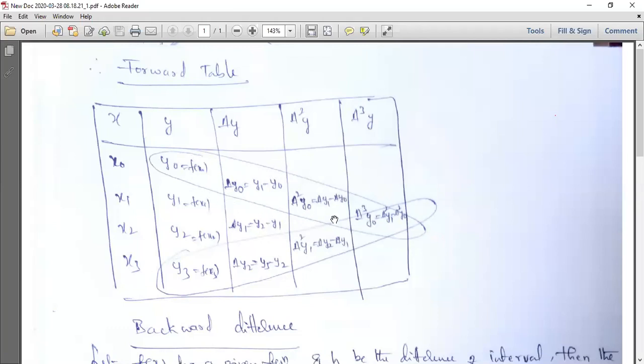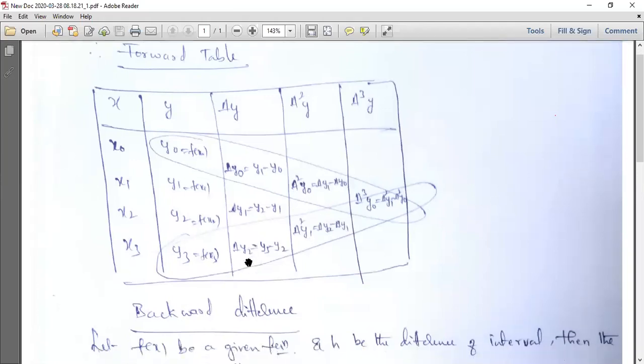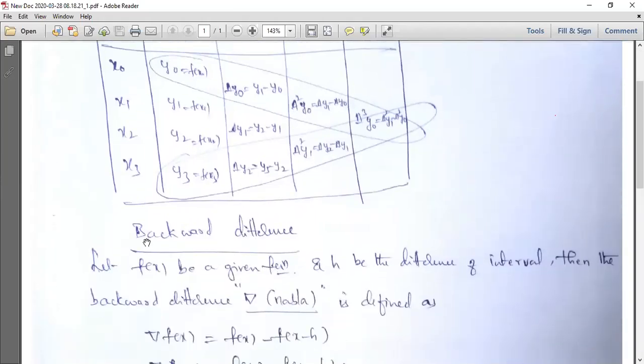These are said to be the forward leading entries, the first order, or simply the leading entries of the forward method. Similarly, y3, delta y2, delta square y1, delta cube y0 are said to be the leading entries of the backward differences. So I represent here y0, delta y0, delta square y0, delta cube y0, and similarly y3, delta y2, delta square y1. Similarly, I am going to represent here the backward difference.